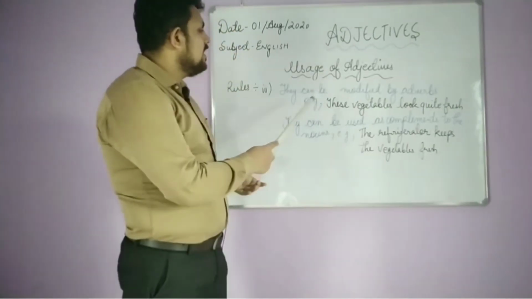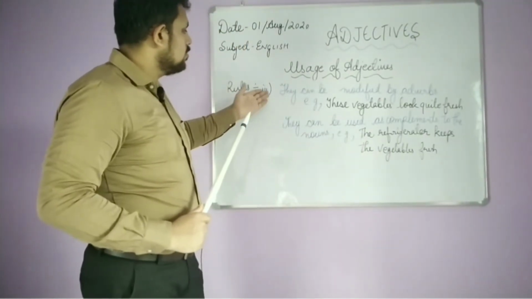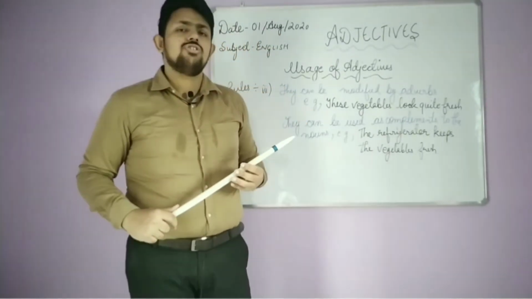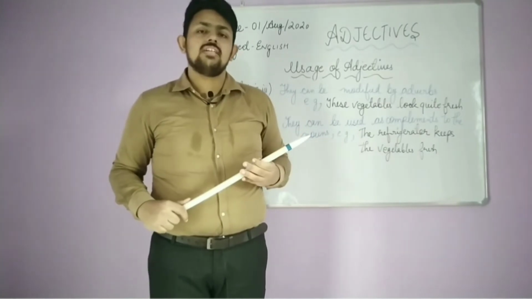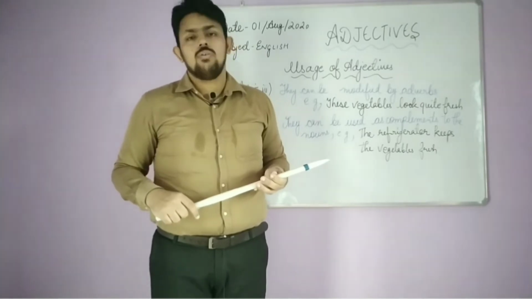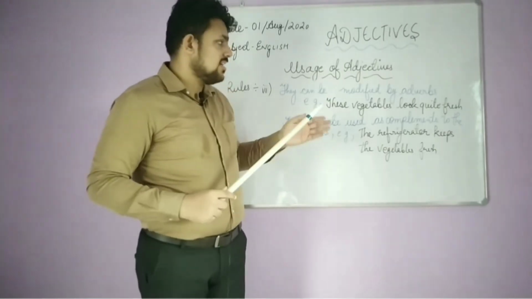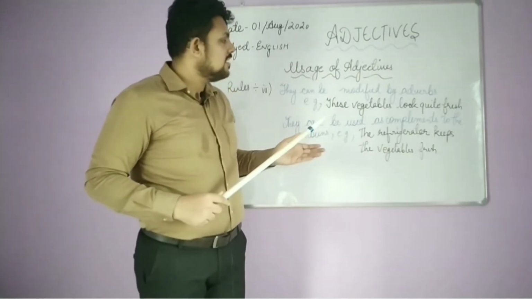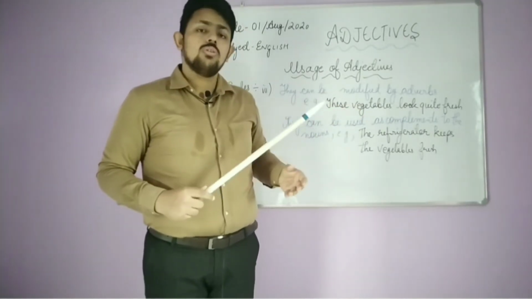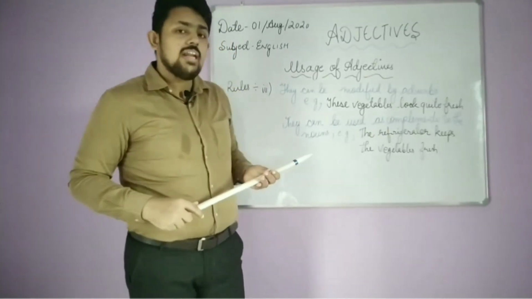So what is the third rule? The third rule is they can be modified by adverbs. So remember the definition of adjectives. What work does an adjective have? It has the work to modify the noun or pronoun. So it is modifying some noun or pronoun. But see, they can be modified by adverbs. So the adjective is modifying the noun, but it can be modified by an adverb. So the adjective is itself being modified by the help of an adverb.